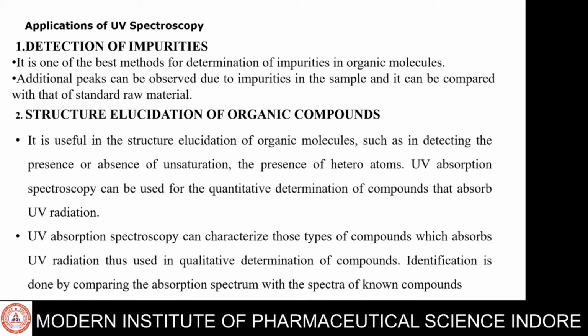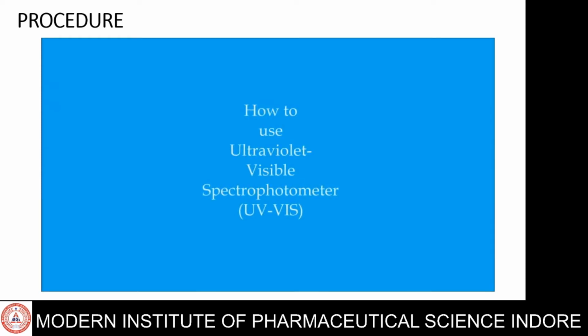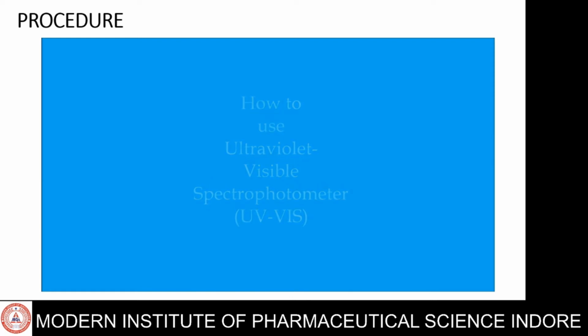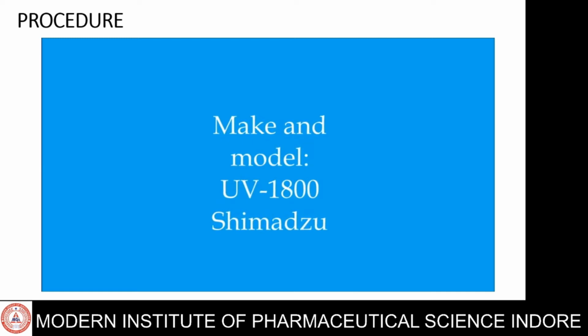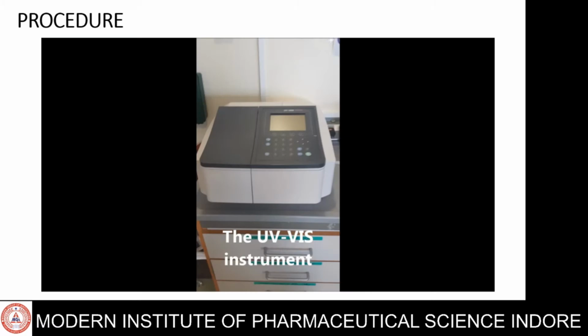Structural elucidation of organic compounds: we can find the structure by comparison of lambda max or absorbance through the UV visible spectrophotometer. So, this is the procedure of how to use the ultraviolet visible spectrophotometer. Make and model: UV 1800 Shimadzu. These are available in Modern Institute of Pharmaceutical Science. The UV visible instrument.